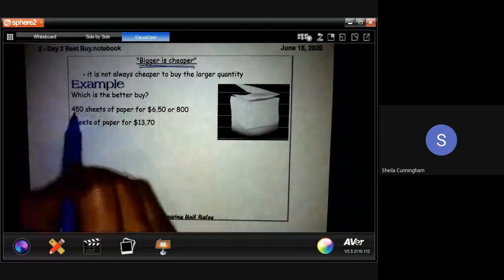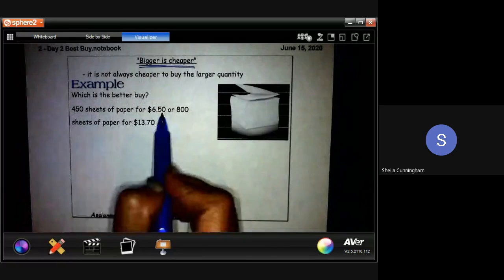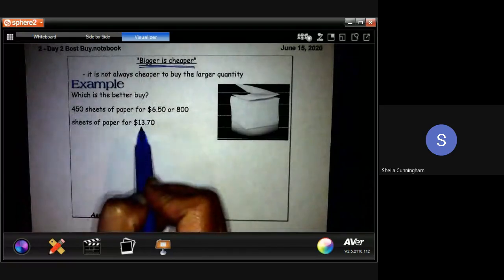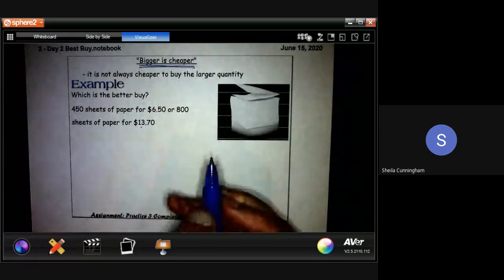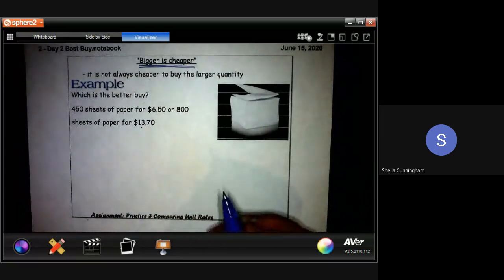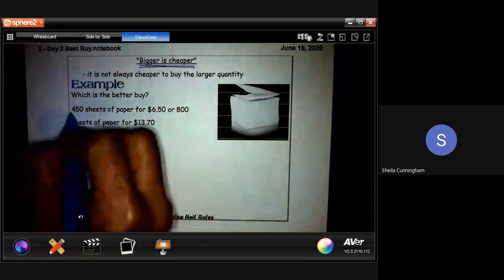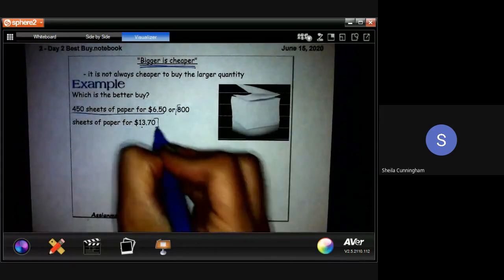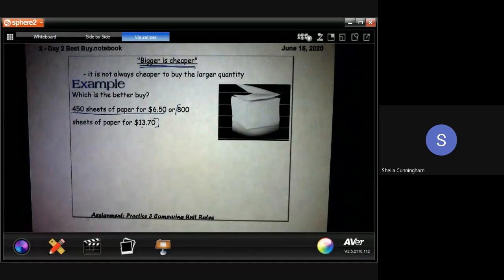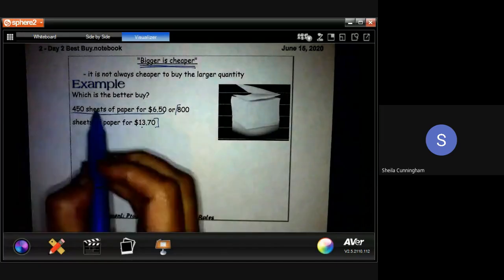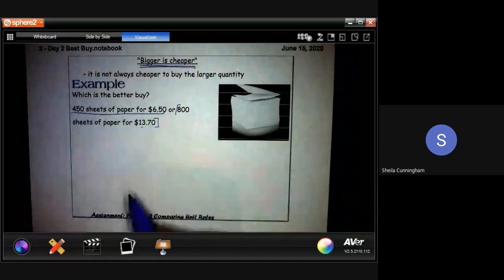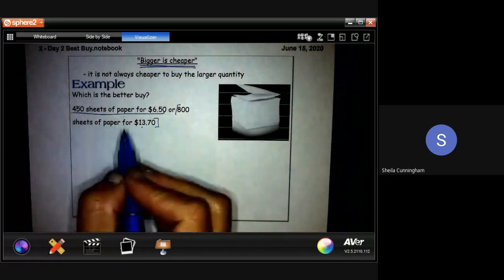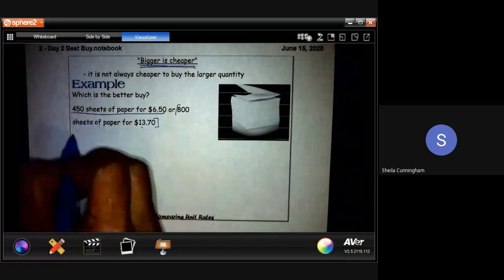You've got 450 sheets of paper for $6.50, or you've got 800 sheets of paper for $13.70. Let's figure it out. Which one is a better buy in this instance? You've got two pieces of information here, two things we're going to try to figure out. So in order to do this, you are going to want to set up two individual unit pricing proportions and then solve per sheet, basically.